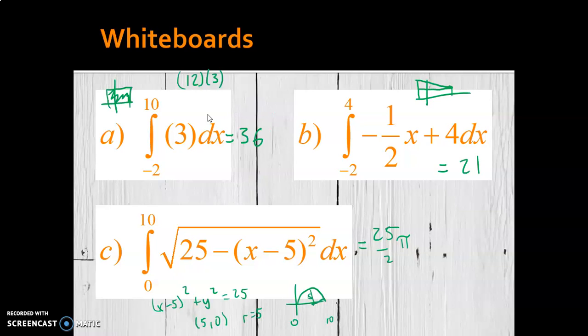All right, let's see how we did. So this first one would end up just looking like a rectangle. So you'd get a value of 36. The second one would end up being a trapezoid. So you can either do a triangle plus a rectangle or use the trapezoid formula. You should get 21. This last one ends up being the top half of a semicircle with a center of 5, 0 and a radius of 5. So you get 25/2 pi.